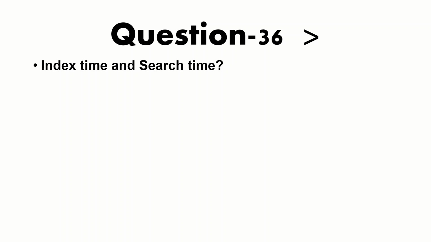Next question: what is index time and search time? It's a very simple one. Index time is when data comes to the indexer and is written to the disk. This is called index time. And search time is whenever you are searching the data through a search command. You can say that index time is the period when the data is consumed and the point when it is written on the disk.